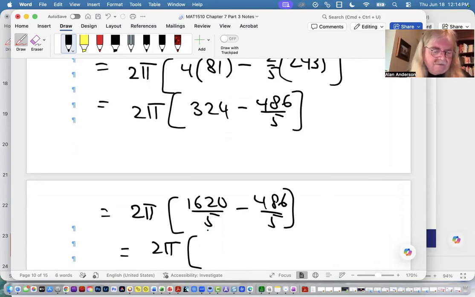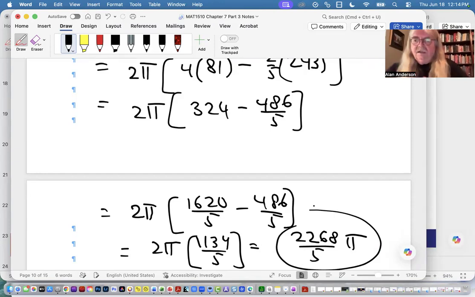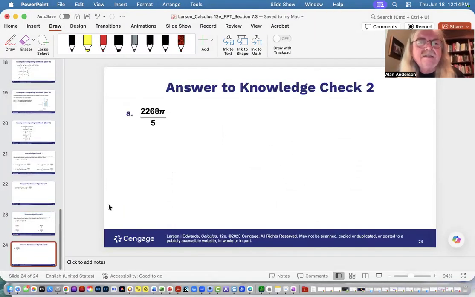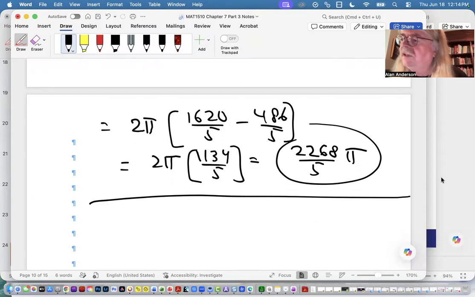All right, I don't want to push my luck. I'm going to take out the calculator. 2268 over 5 pi. All right, so there it is, A. Ta-da. Okay. Now, so that was 7.3.